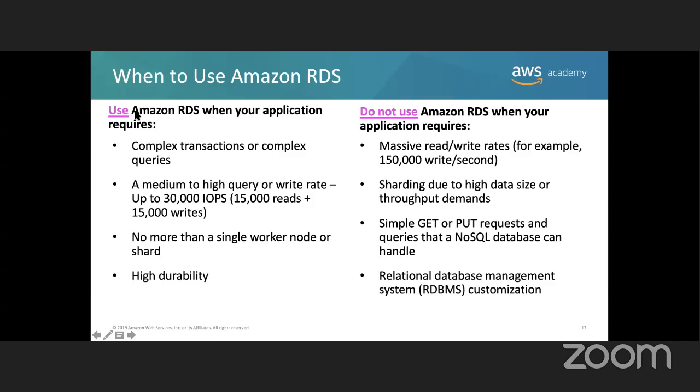It's 6:52 now. So a medium to high query or write rate, up to 30,000 IOPS, 15,000 reads and 15,000 writes. So that's when we use RDS. You have to see what your business needs, and based on that, you go for the database that is most suitable for you. No more than a single worker node or shard. When you have shards, you have to use something else.